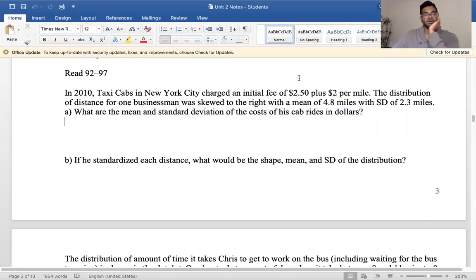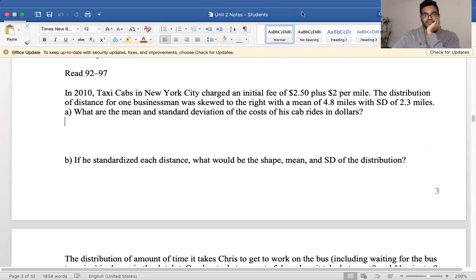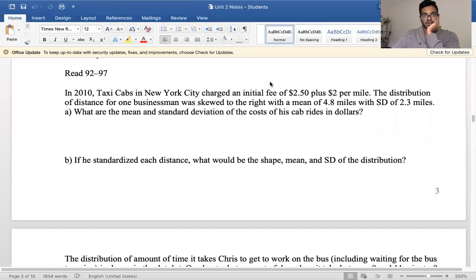Right off the bat, I can write a little equation for calculating the fares. So we have y equals 2.50, that's the initial fee, plus 2 times x, or miles, whatever you want to call them. I got this equation just from reading the problem. You start with an initial fee of $2.50, so that's where the plus 2.50 comes from, and then we charge $2 a mile. That's where the 2x, or 2 times miles, comes from.